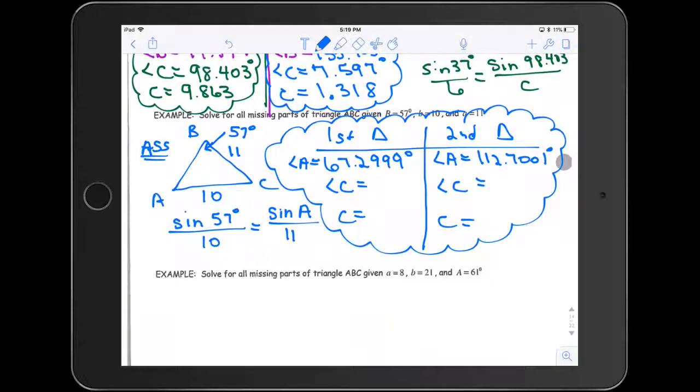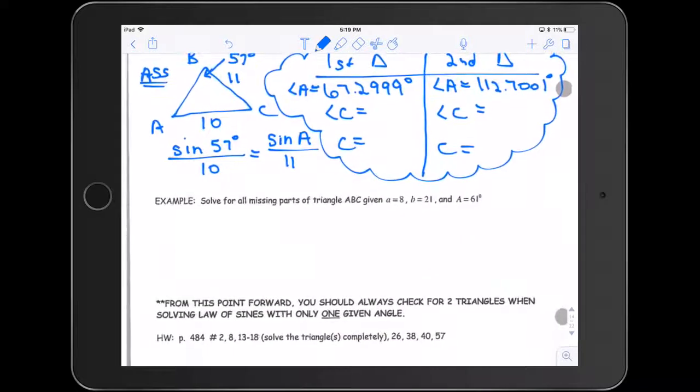Okay, so now I'm going to come down here to this last problem, and it says solve all missing parts of triangle ABC given that information. So I'm going to draw this out really quick. I don't draw my triangles any different, do I? You can shake it up if you want. There's 21, there's 8, and this right here is 61 degrees. Notice this is an ambiguous situation again. Angle, side, side. So we can start setting it up.